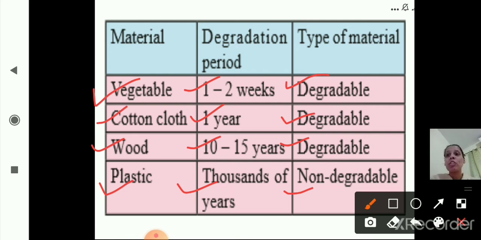So this table shows the materials, their degradation period and type of material, means whether the material is degradable or non-degradable. Some materials easily degrade, naturally degrade, so they are called degradable materials, and those which do not degrade are called non-degradable materials. For example, plastic.